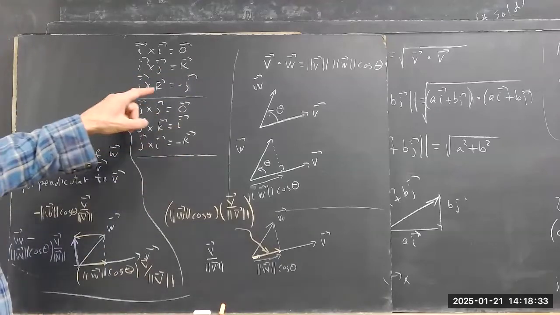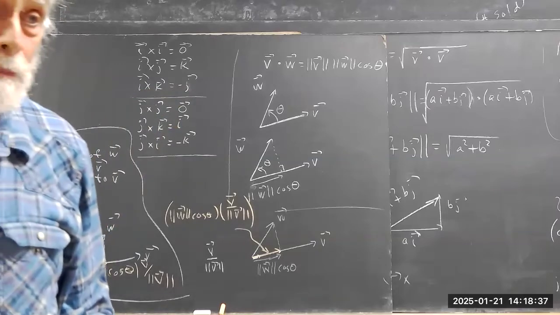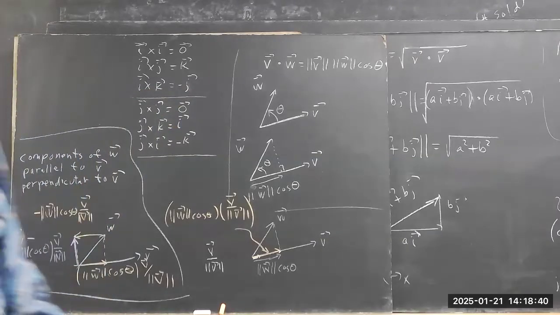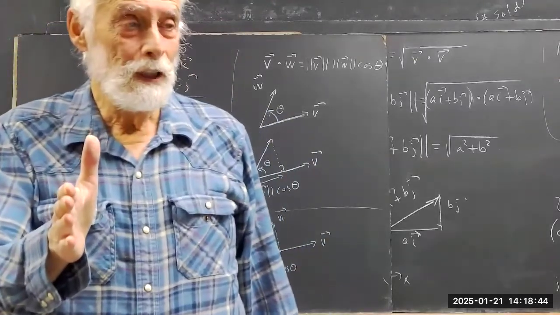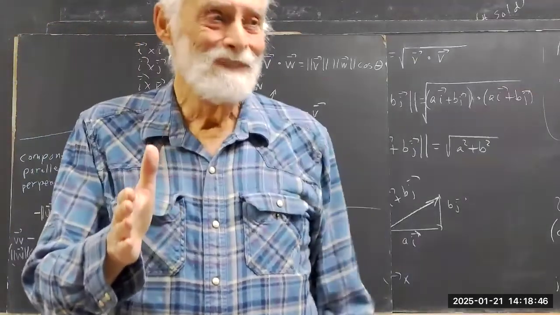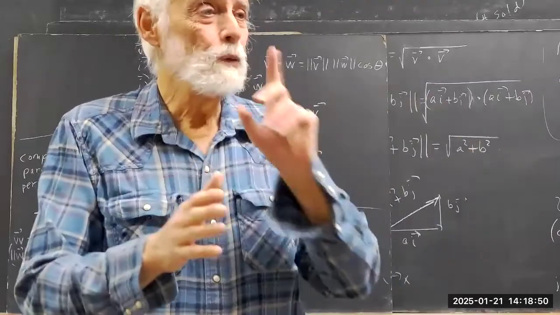Convince yourself that I cross K equals negative J. See if you can do that. It's not clear what you have to do. Yeah, okay, you just did it. Yeah, that was a good start. You started with this and that didn't work.